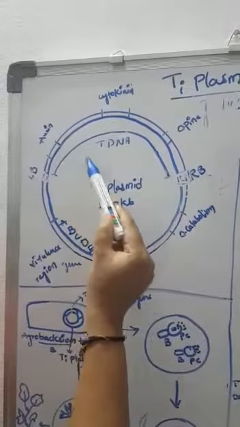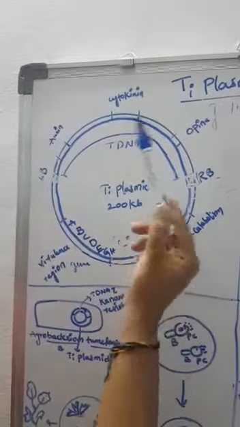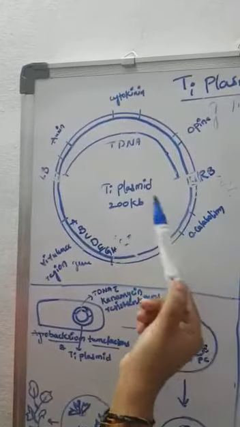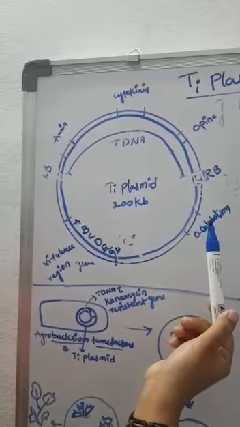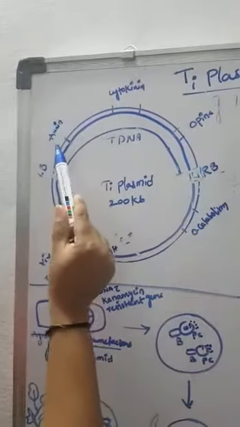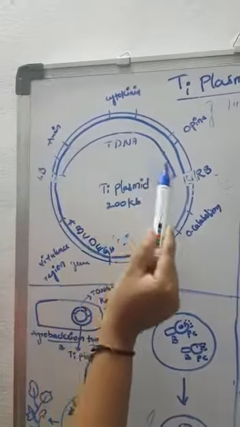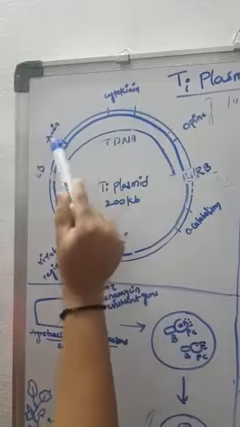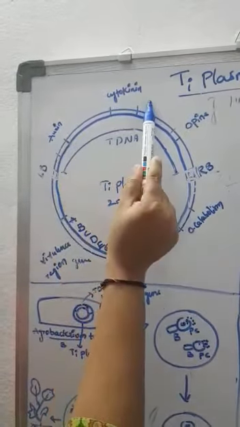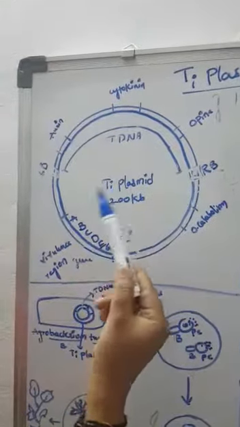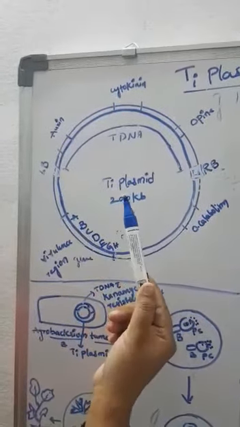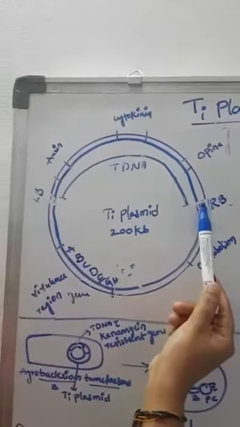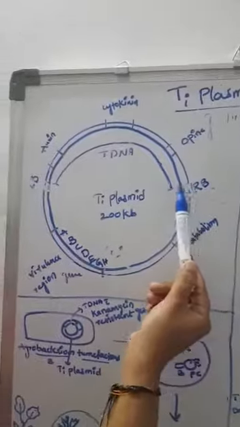Due to the transfer of this tDNA portion into the host plant, it is integrated with the host DNA chromosomes, where the genes present on the tDNA for the synthesis of auxin and cytokinin will be activated. Due to the production of auxins and cytokinins, the plant cells will proliferate and increase in number, so there is a possibility of formation of galls or tumors.